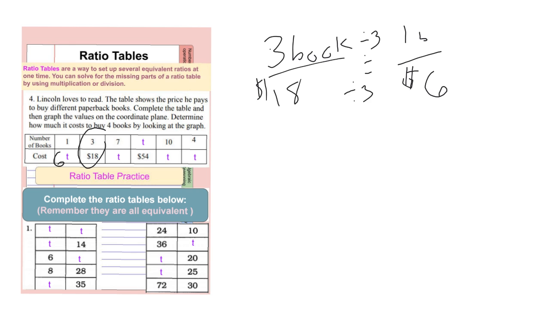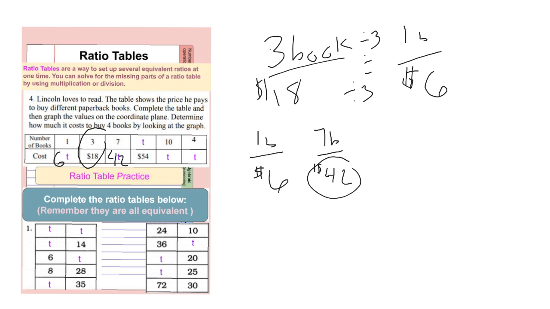Okay. So if we know that 1 book costs $6, then let's figure out how much 7 books cost. So 1 book is $6. So that means 7 books is, well, to figure that out, all we have to do is 6 times 7. And 6 times 7 is $42. So we're going to go ahead and fill in $42 right there.